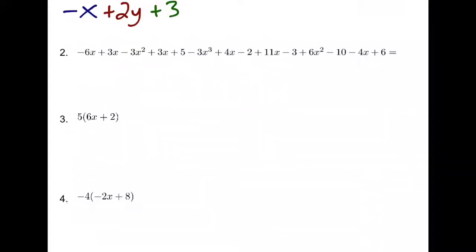Number 2 may have been intimidating. The trick is to start with the largest exponent and go from there. So I only have a single x cubed term. It's a negative 3. I rewrite it as such. Next up, my squared terms. I have a negative 3 and a positive 6. So 6 minus 3 is a plus 3x squared. I'll just cross these out as I go, actually.